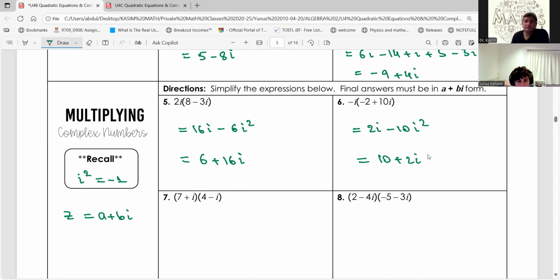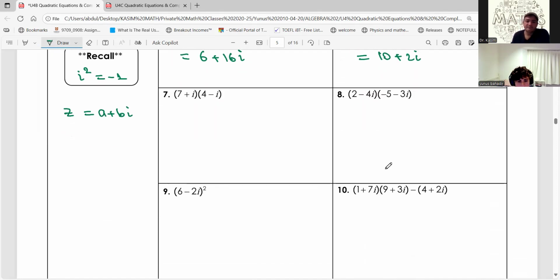Next, number 7. Now it's just the FOIL method. It's like (a + b)(c + d). Okay, first let's expand this, then simplify.